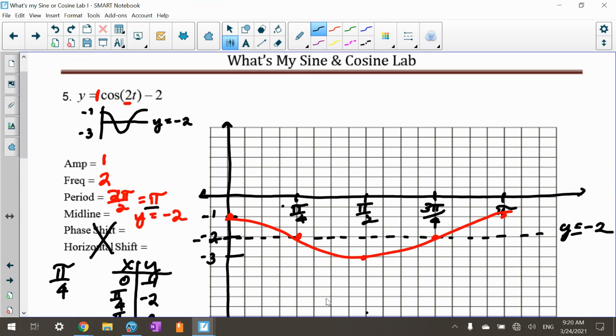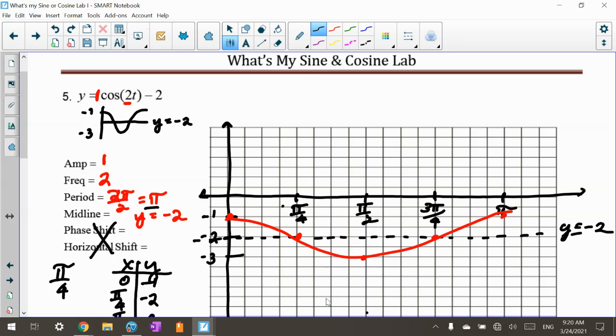Okay, I'm continuing on. This is my pre-calculus, what's my sine and cosine lab. I've done 1 through 4. I've done 2 to a video. This one I'm going to do 3, I think, because I've got them kind of done and I can just go through it. So here I have y equals cosine 2t minus 2.